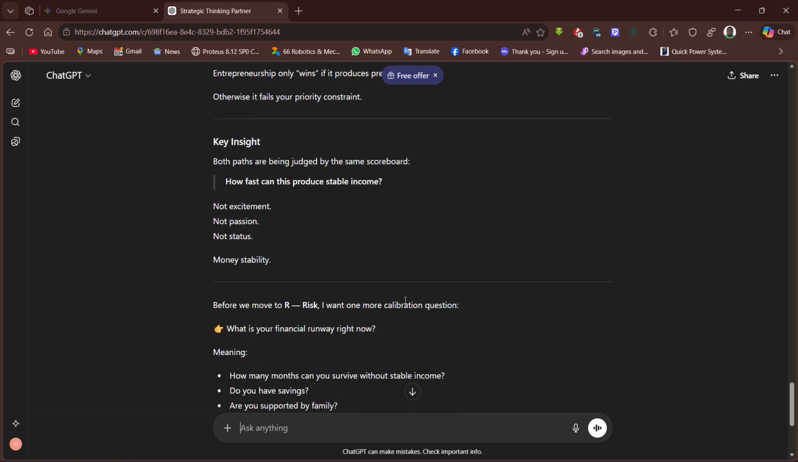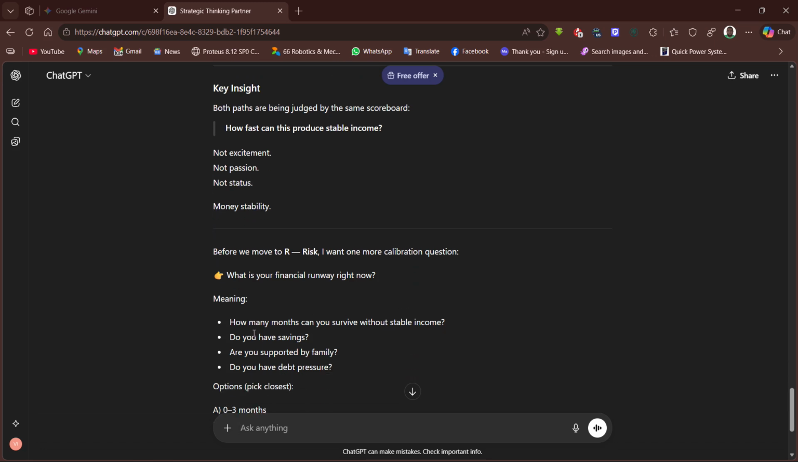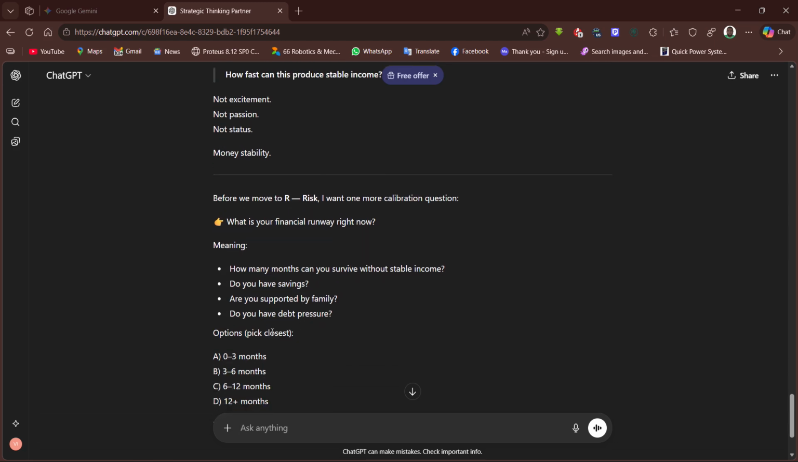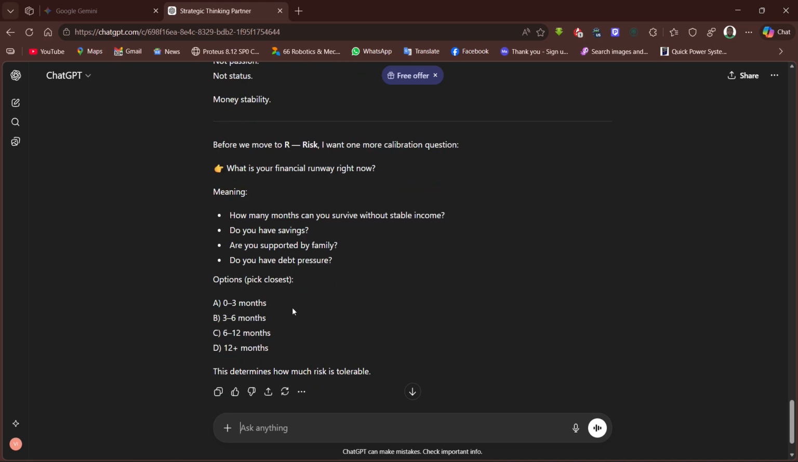Before I move to R, I want one more collaboration question. What is your financial runway right now? How many months can you survive without stable income? Do you have savings? Are you supported by family? Do you have debt pressure? So options: pick closest, 0 to 3 months, 3 to 6 months. This determines how much risk is tolerable. Let's say 3 to 6 months, for this particular use case.